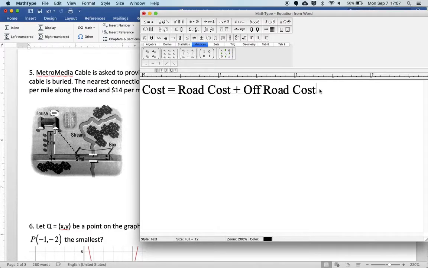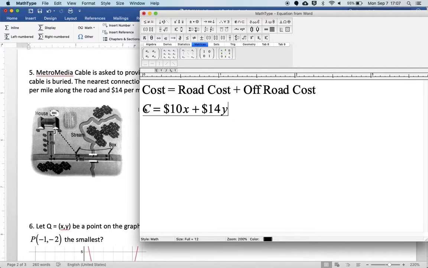So starting off with a verbal model, I'm going to turn that into a mathematical model. Our cost, I'll call it C, is $10 for each mile on the road. We are going x miles on the road according to the picture. We are $14 per mile off the road. How many miles off the road are we going? We don't know, so I'm just going to give that a y. When we don't know something in math, we give it a variable. So we've got 10x plus 14y.